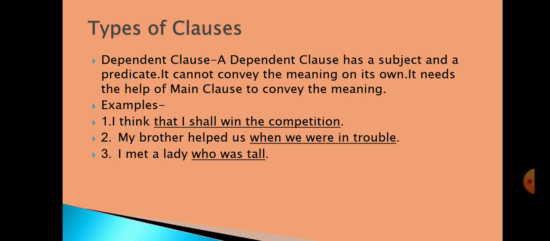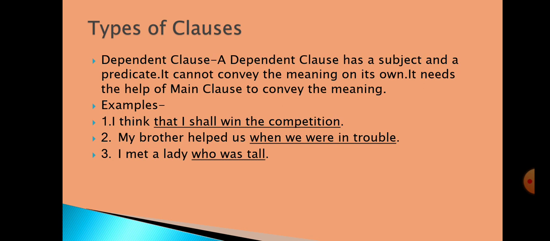Now we will study about the dependent clauses or subordinate clauses. A dependent clause has a subject and a predicate. It cannot convey the meaning on its own. It needs the help of main clause to convey the meaning. What do you have to understand here? You have to understand that main clause can convey the meaning on its own. On the contrary, subordinate clause or dependent clause cannot convey the meaning on its own. Dependent clause requires the help of main clause to convey the meaning.